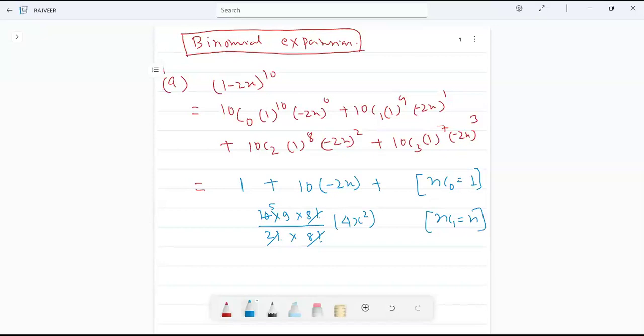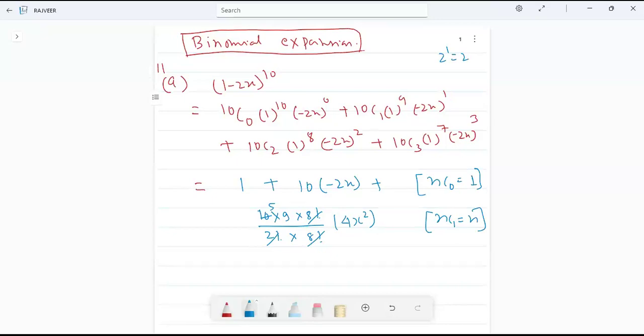Yeah, but wouldn't it come out as 10C1 is 10 and negative 2x to the power 1? That will be negative 2x itself. Anything to the power 1 is the number itself. Isn't it? So it will be negative 2 times 10, yes, negative 20x.